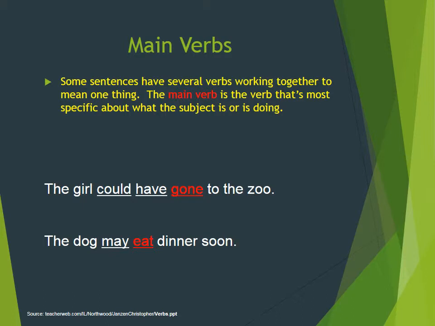Okay, main verb. Some sentences have several verbs working together to mean one thing. The main verb is the verb that's most specific about what the subject is or is doing. So, in this first sentence, it says the girl could have gone to the zoo.